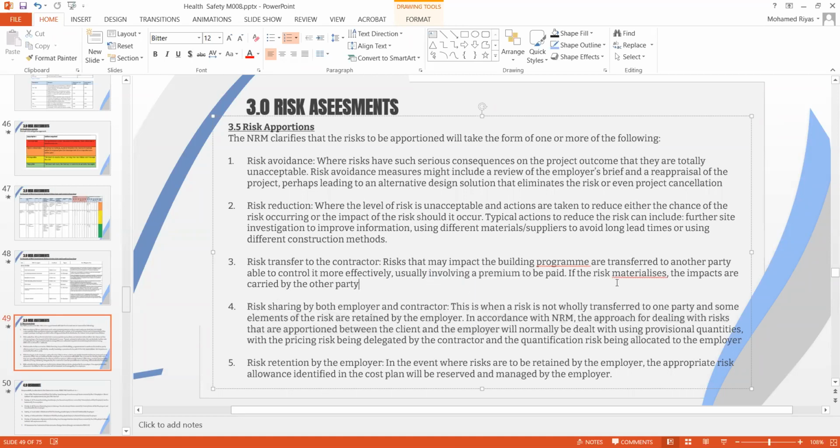For example, when you have a lump sum contract, the contractor usually carries the risk in quantities. But when you have provisional quantities in the BOQ, quantity risk lies with the client, but the rate is fixed. So contractor risk is with the rate and the client risk is with the quantity. So this is an example of risk sharing by both employer and the contractor.